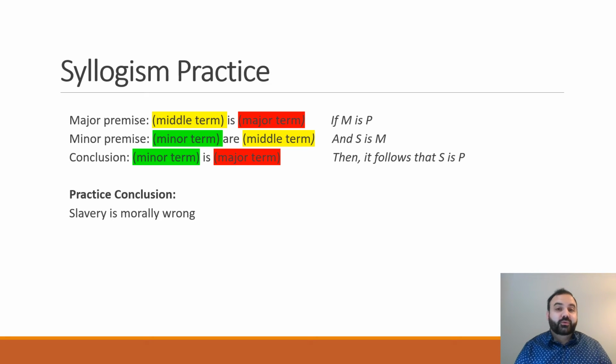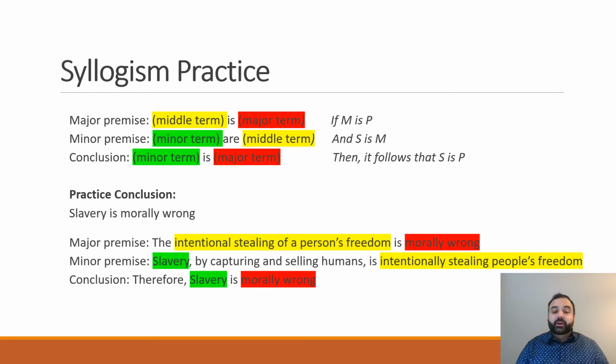All right, I'm going to go through an answer I came up with. If you haven't finished, please pause your video. Right now, I'm going to go through it. First step, we have our conclusion: slavery is morally wrong. Second step, identify your minor and major terms. The subject of the sentence is slavery, so that's the minor term. Is morally wrong is the predicate, so that's our major term. Next, we're going to come up with a middle term.